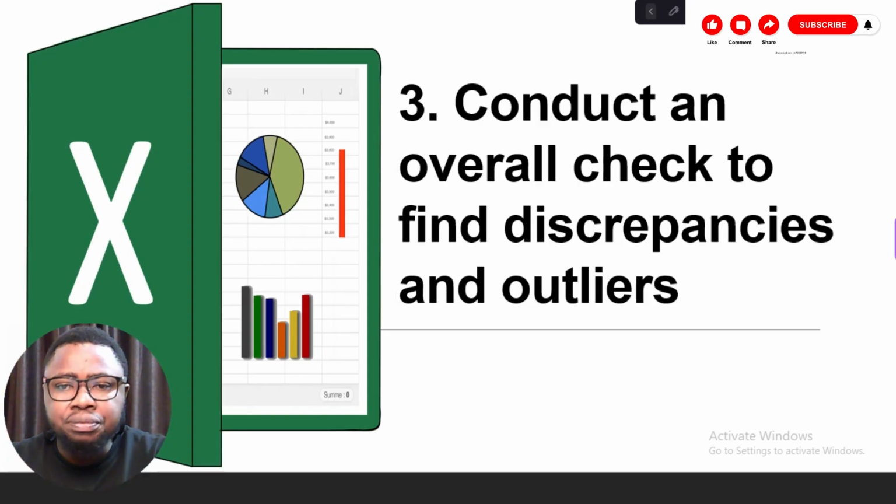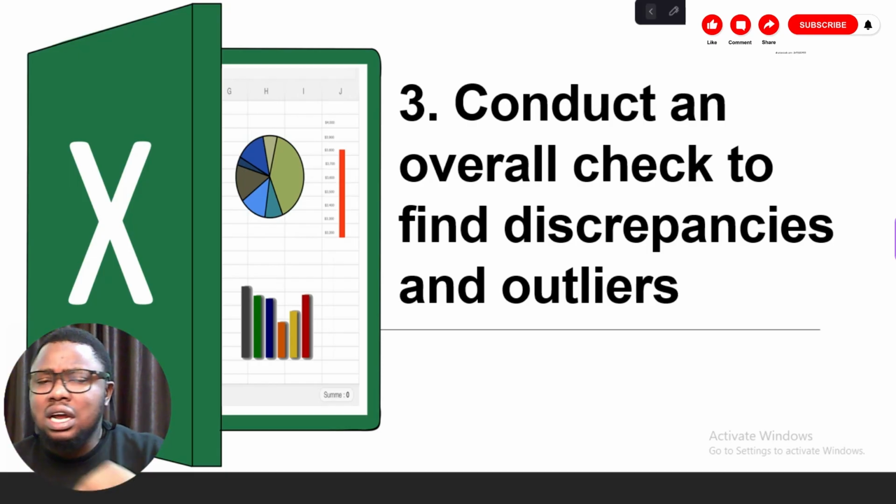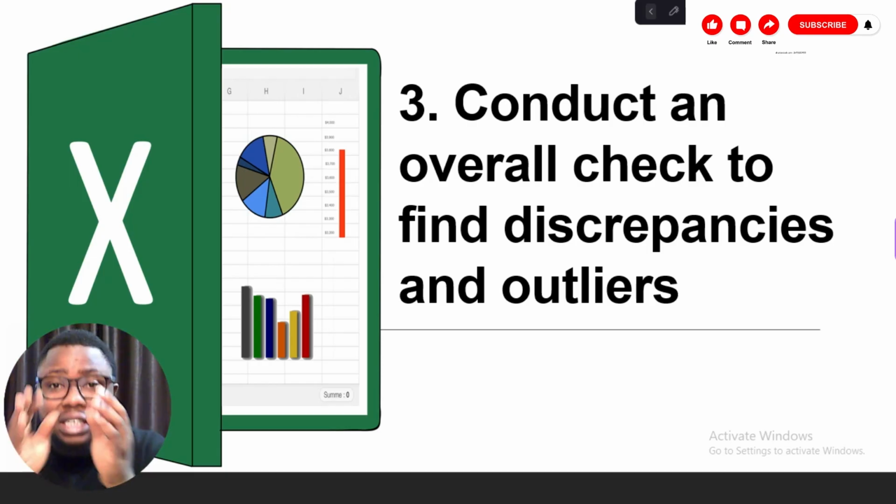So number 3, you must conduct an overall check to find out discrepancies, nuances, and outliers. What do I mean? There is some information that might be outside what you're supposed to have. Maybe in a column where you're supposed to have just text, you see that inside the text there are numbers, fractions, a lot of things, even dates inside the same column. So you need to find them out.